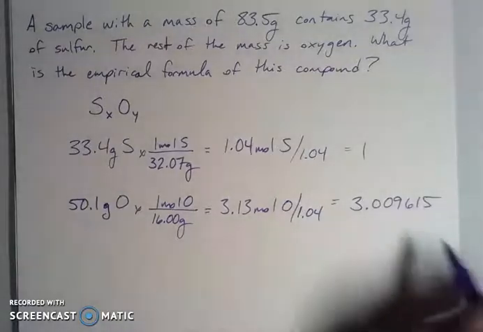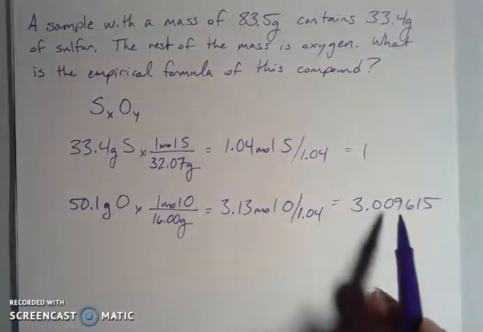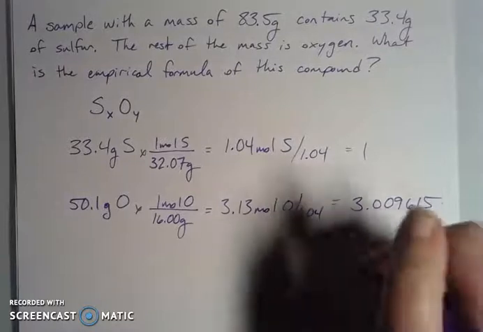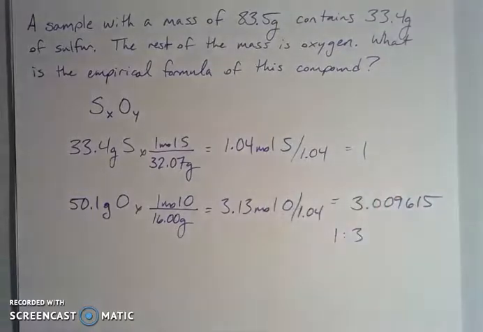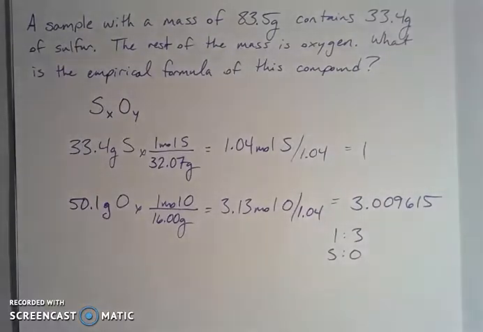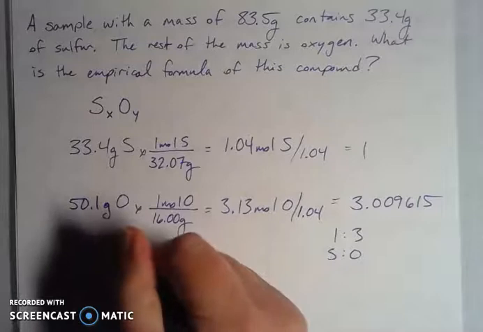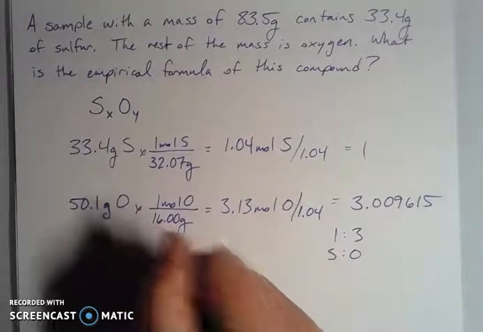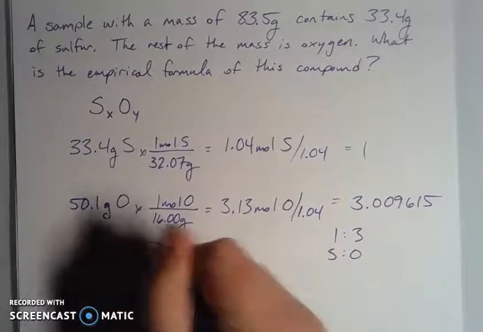But if I think about sig figs, it's probably like 3.01, but I know it's simplest whole number ratios, so it's about a 1-to-3 ratio of my sulfur to oxygen. So if it's a 1-to-3 ratio, my simplest whole number ratio, my empirical formula here is going to be SO3.